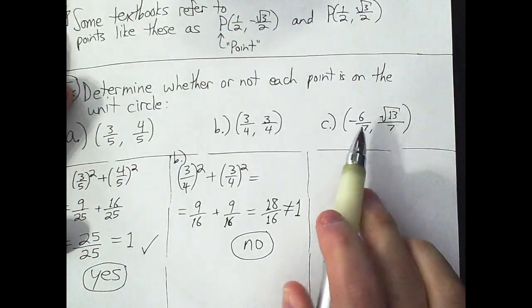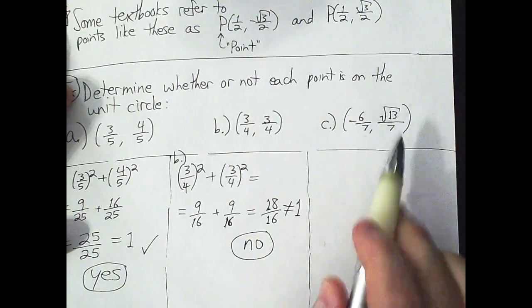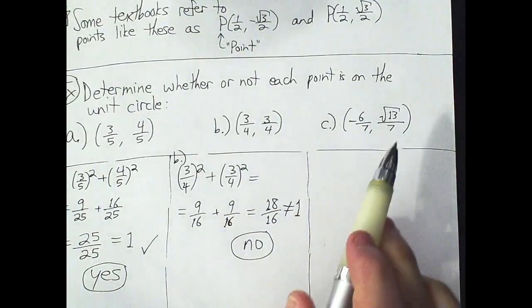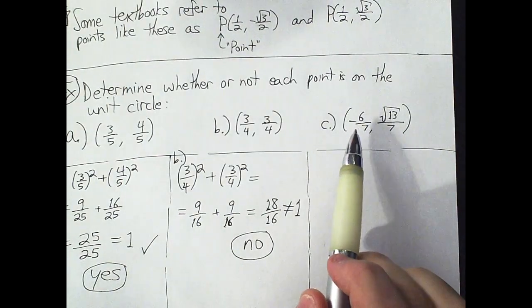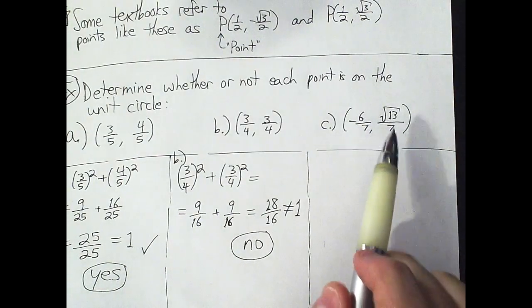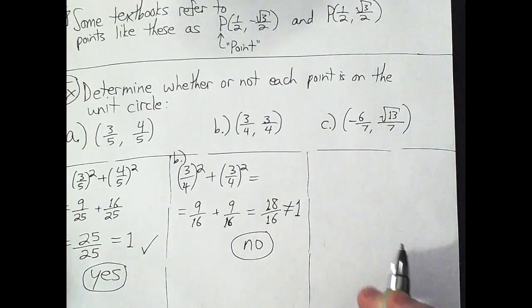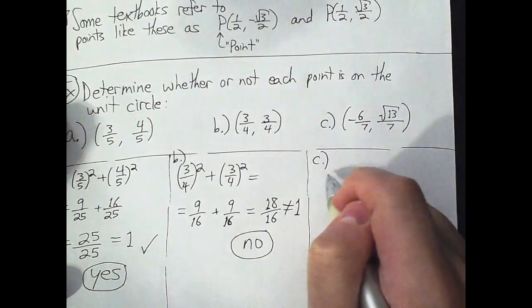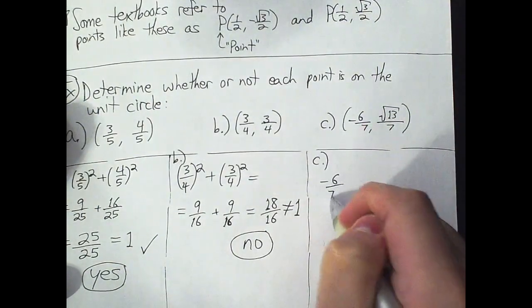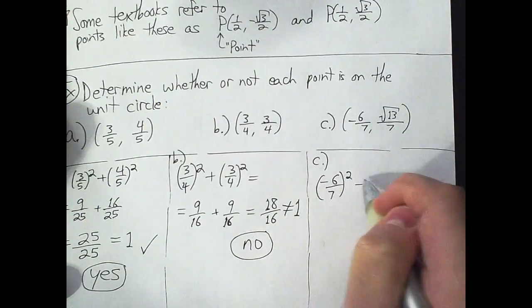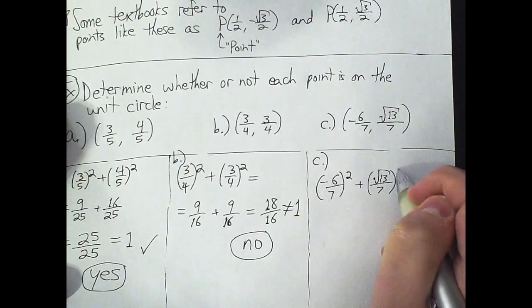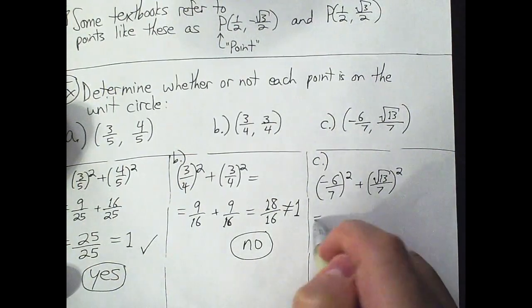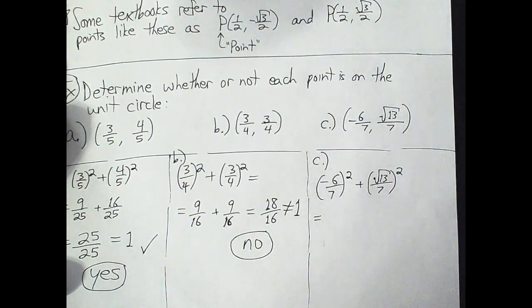What's this next one? -6/7. Oh, I don't know if we can really tell this one by looking at the picture, but it's okay to have a negative x coordinate and a positive y coordinate. That could be on the unit circle. Let's just put this into the formula and see what happens. Looking at the picture might help us estimate, but the formula is going to tell us a definitive yes or no. Does this equal 1?